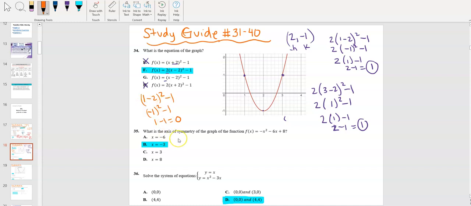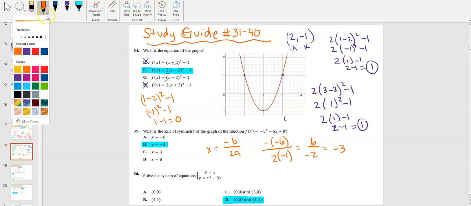All right, down here, 35, we now have standard form, and we're trying to find the axis of symmetry for this one. Now we're going to be using the negative b over 2a to equal x, and x is our axis of symmetry. So I'm going to take negative 6 over 2 times negative 1. That's going to be positive 6 over negative 2, which is going to get me negative 3, and that's my answer right there. Easy peasy.